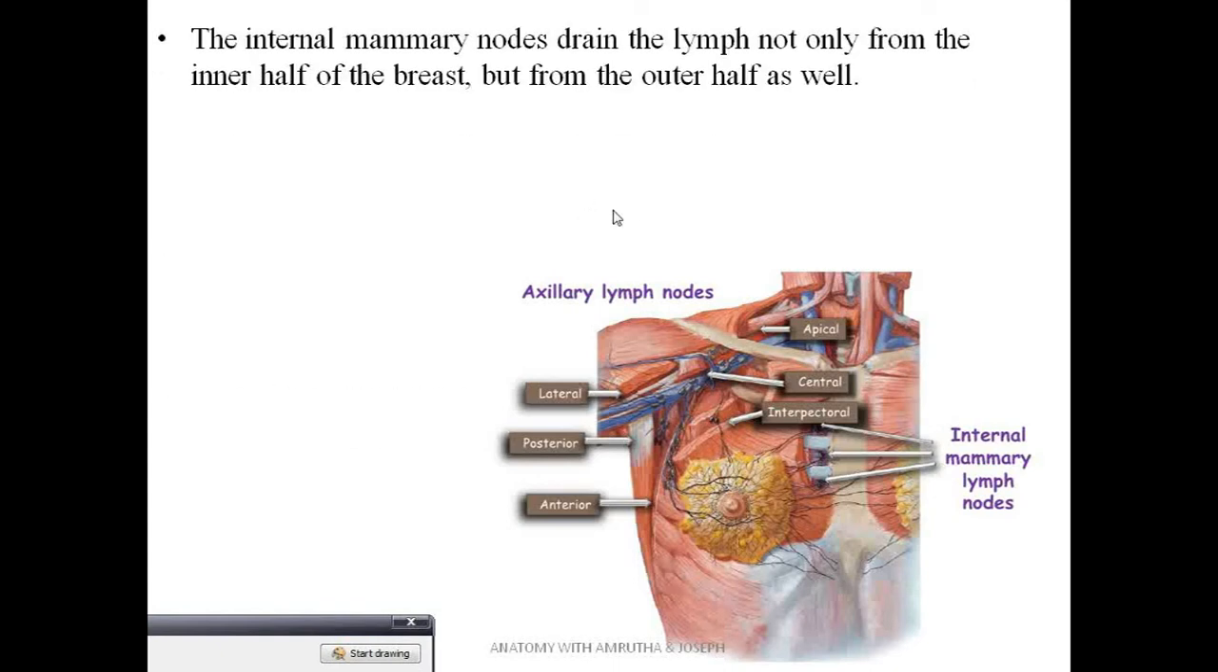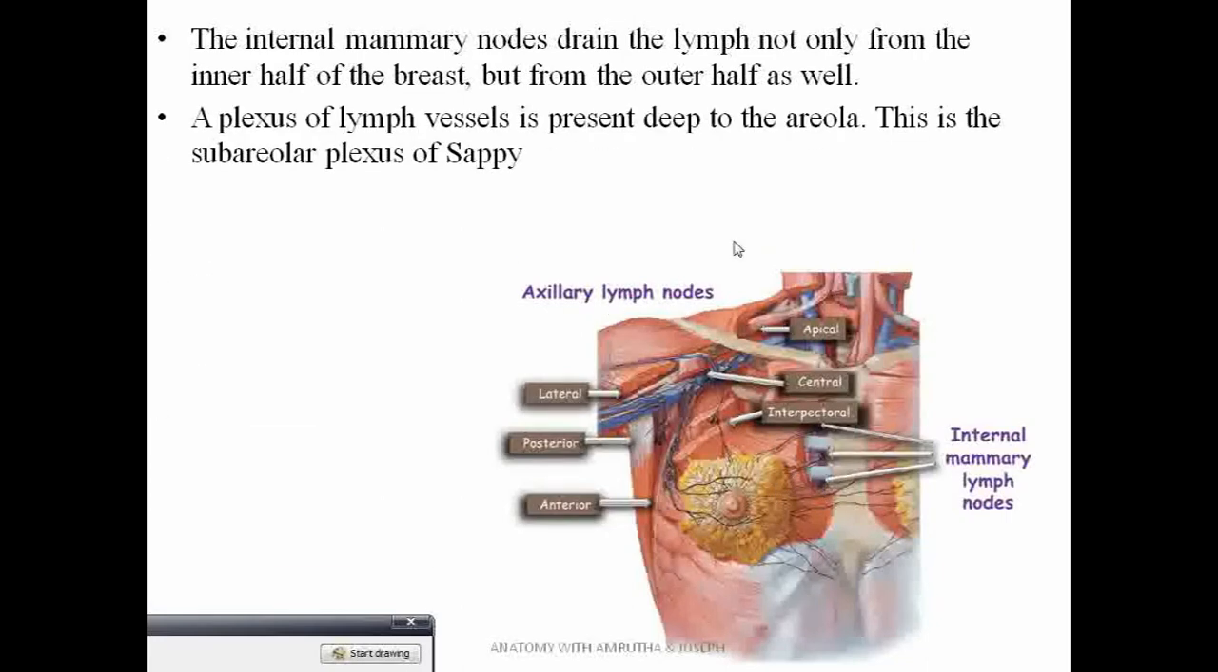The internal mammary nodes drain the lymph not only from the inner half of the breast but from the outer half as well. Internal mammary lymph nodes, which are lying along the internal thoracic vessels, drain the lymph of the breast from the inner half and also from the outer half.